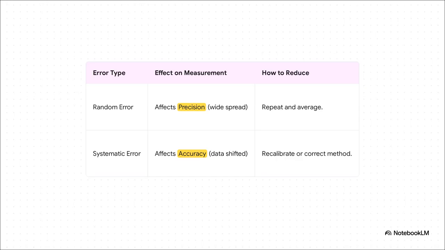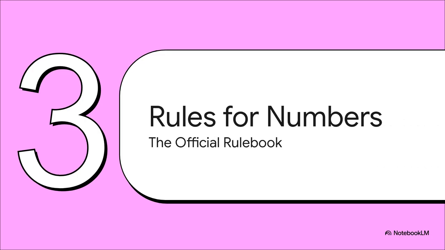This table sums it all up, doesn't it? Random error messes with your precision, giving you a wide spread of data. The fix? Repeat and average. Systematic error messes with your accuracy, shifting all your data away from the true value. The fix here? You have to recalibrate your gear or rethink your whole method. Getting this difference is absolutely the key to unlocking everything else. Okay, with that foundation in place, now we can finally open up the official rulebook.